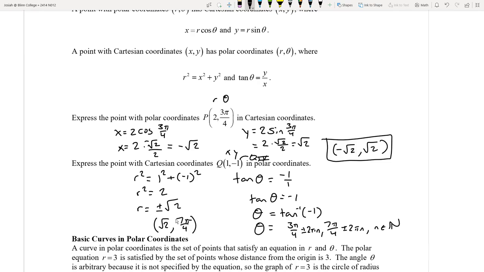And again, we could pick any sort of rotation of 7 pi fourths, like 15 pi fourths, 23 pi fourths, and so on. Or we could have picked negative root 2 and picked maybe 3 pi fourths. It should all be the same. What's important is you pick the right combination of positive or negative r with theta in the correct quadrant.